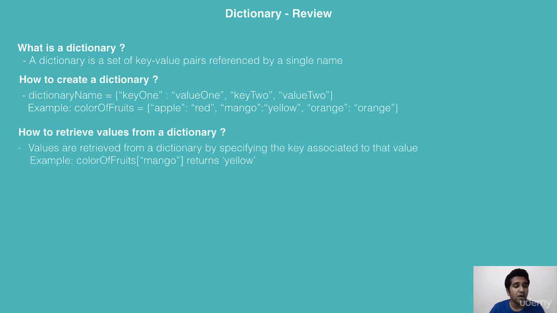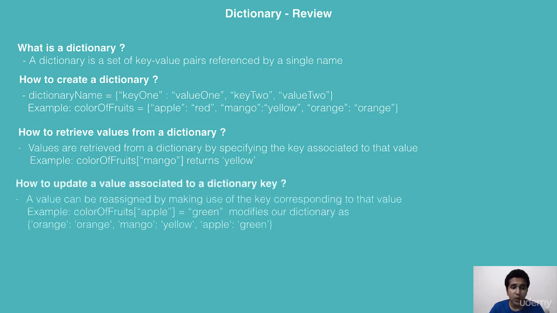And then we saw how to retrieve values from a dictionary. To retrieve values, it is similar to that of a list or a tuple, but instead of mentioning the integer as index, what you will do is mention the key associated to that value as that index. So you call the dictionary color of fruits and pass the index as the name of the fruit to get its color. So if I need to retrieve the color of the fruit mango, I would say color of fruits and index it with the key mango, and that should return the color yellow.